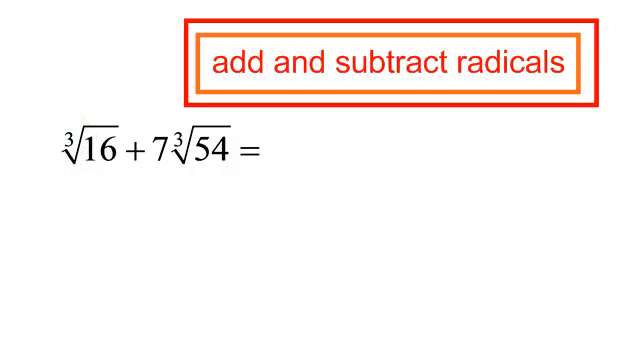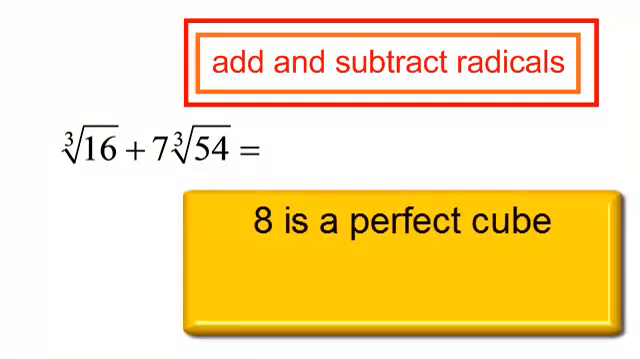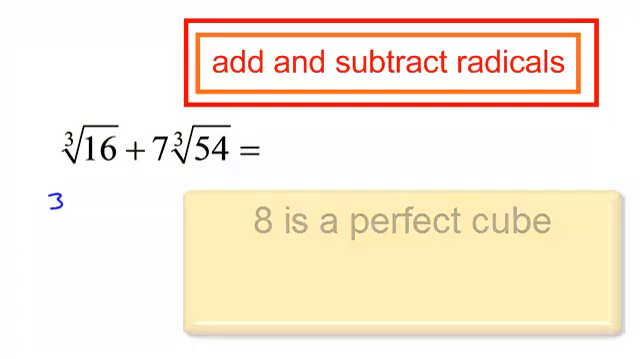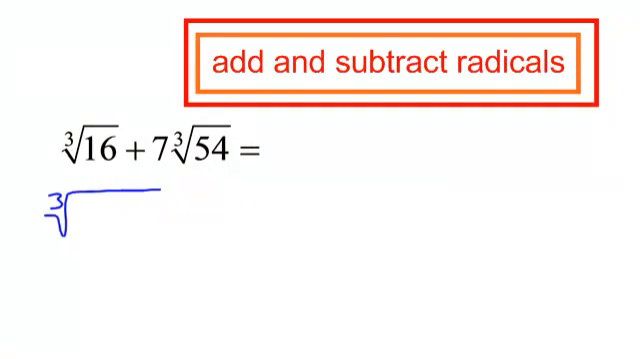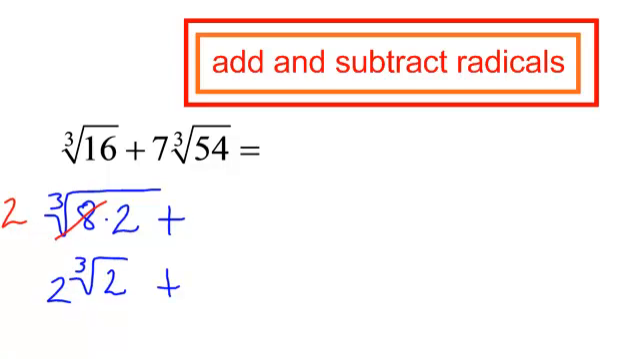Well, does 16 have any perfect cubes in there? If I take 16 divided by 2, okay, 2 times 8 is a factor, and 8 is one of my perfect cubes. I will break this down to 8 times 2, and the cube root of 8 is 2. 2 would come out. So I would have 2 cube roots of 2. Plus, now let's work on 54.